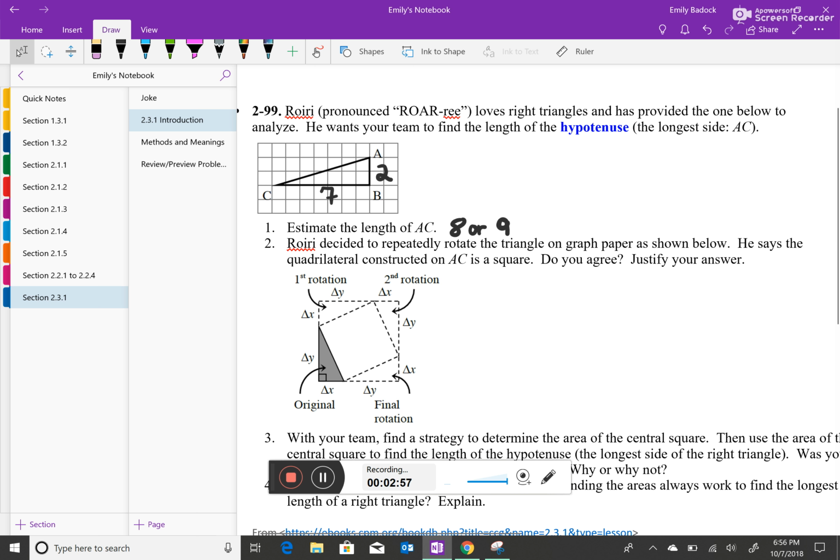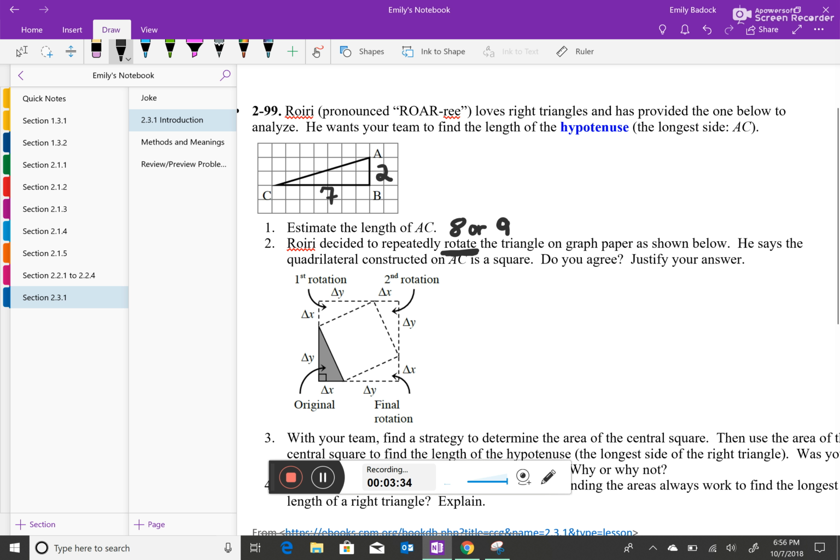Rory decided to repeatedly rotate the triangle on graph paper as shown below. Again, we're going back to our rotating, so that's why it was so important in chapter 1. He says the quadrilateral constructed on AC is a square. Do you agree? Justify your answer. Based on that, it looks like a square. What we would need to do is talk about the side lengths. This goes back to our definition about rotating. If you are rotating something, does the figure change? Hopefully you all said no. If we're rotating something, the figure does not change.